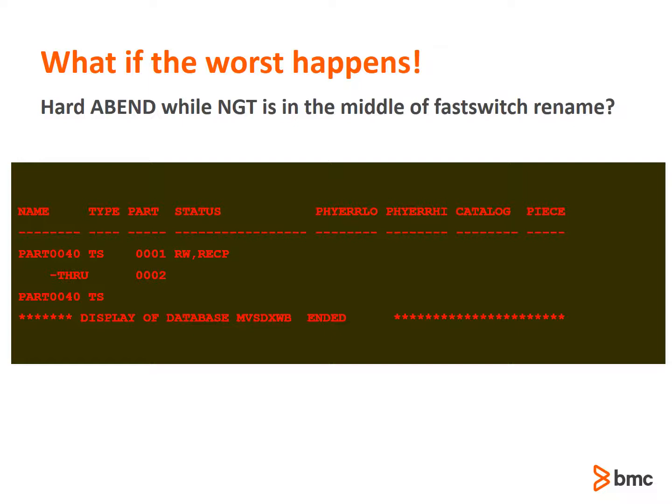Here we have the worst case scenario, but it's also one of the nicer features of the NGT reorg. Should a reorg utility fail as the fast switch is occurring and you're in a must complete state, simply rerun the job using the restart parameter. That's it. NGT will resume where it left off with the fast switch, and you'll be up and running in no time. There's no need to perform a recovery in this situation, even though a display of the object says read, write, recover pending. Simply rerunning the utility with the restart parameter will complete the necessary work very quickly without having to recover.